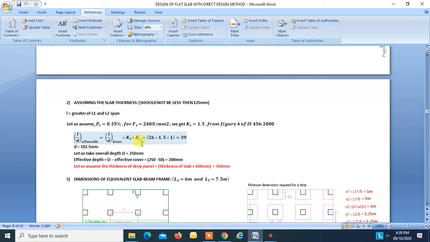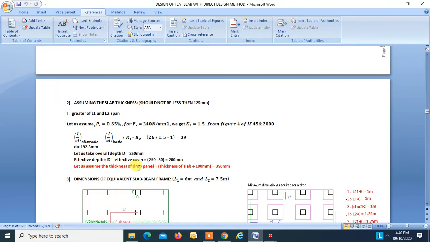So this is the formula given in the code for L by d ratio. L by d allowable is equal to L by d basic into kt into kc. For continuous slab, it is 26, kt is 1.5, kc is 1, so this is 39. Taking L2 as L, 7.5 meters, we get d equal to 192.5 mm. So let us take overall depth as 250 mm. We are considering effective cover equal to 50, so the effective depth of the slab is 200.